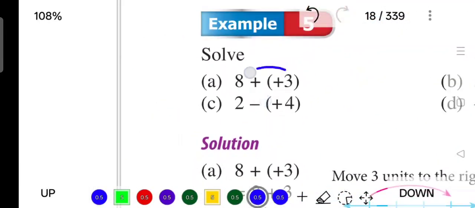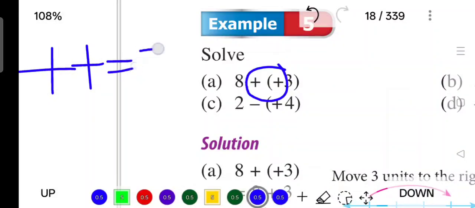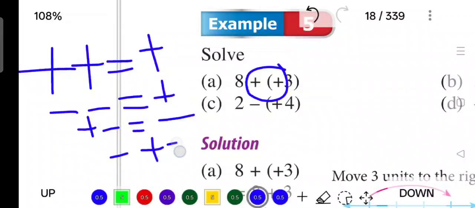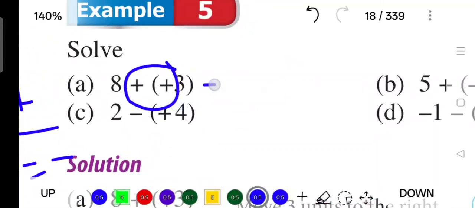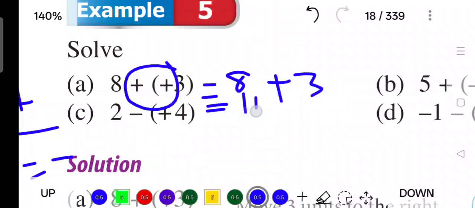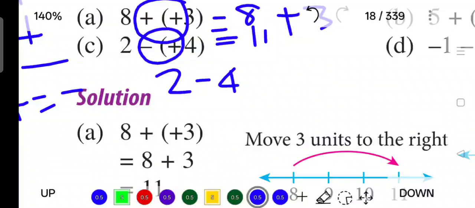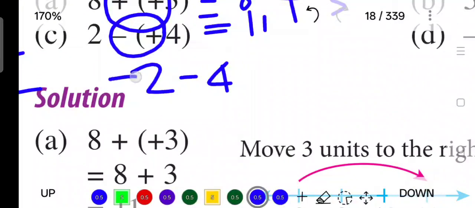A number can never hold two signs together, so what you can do: positive you will get positive, same signs you will get positive, different signs you will get negative. So you just put a step first like this. Next, 8 plus 3, you just solve straight, 11. Same thing over here, 2 minus 4. You don't have a sign for the front one, so you can put positive over there.